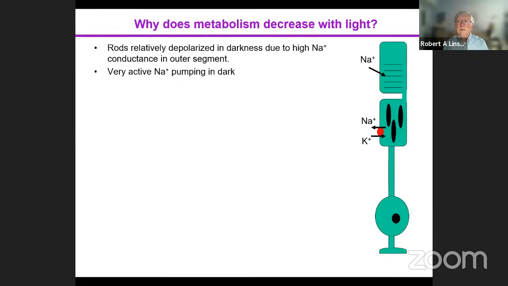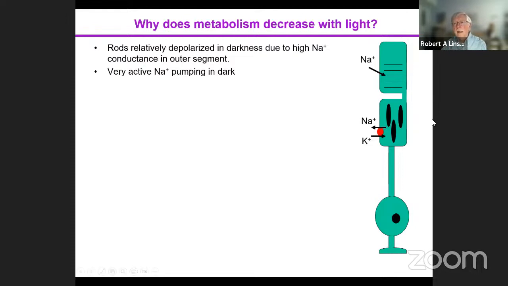But before I get to that, let me spend a minute on explaining why metabolism decreases with light, which is a kind of an odd concept if you haven't thought about it before. The rods are relatively depolarized in darkness because they have a very high sodium conductance in their outer segment. So a lot of sodium flows into the photoreceptor in the dark, and the photoreceptor has to get rid of it. So the sodium-potassium pump that's in the inner segment is very active under dark adaptive conditions.